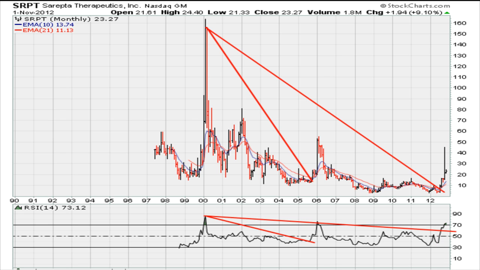So let me show this in another way. This right here was a nice entry point, because you are breaking out of a primary trend line in RSI, also in price. So this was a nice entry point at a price of about $15 or so. The stock would go on to trade as high as in the 40s because of a primary trend line breakout. It broke out above this line here, which is a primary line.